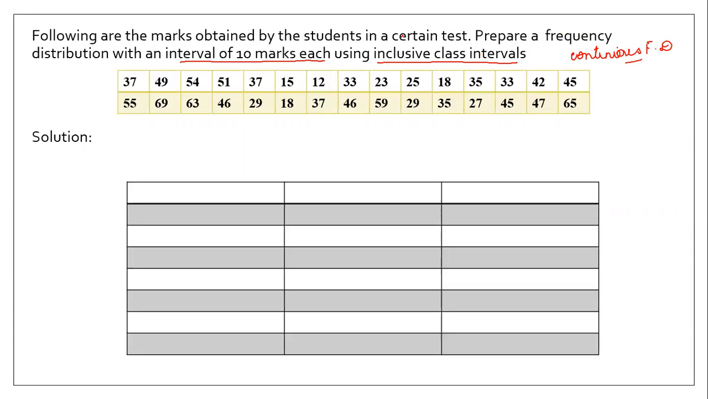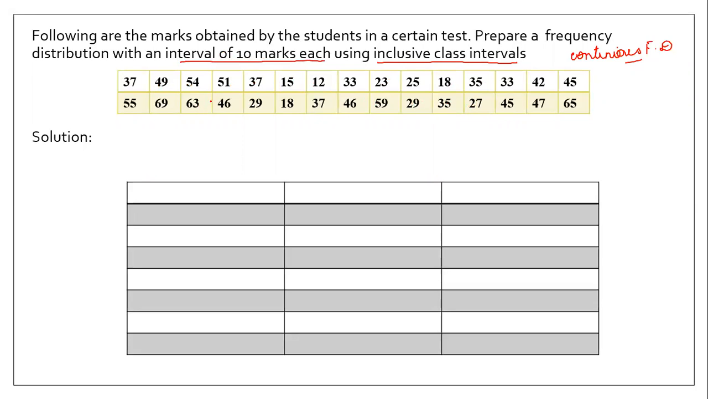How did you come to know? Because they have asked us to do it in an inclusive class interval. And one more thing is they have asked us to make a class width, a class interval of 10 marks each. So if you see here, they have given us various values or variables here. Okay, they have given us various values.